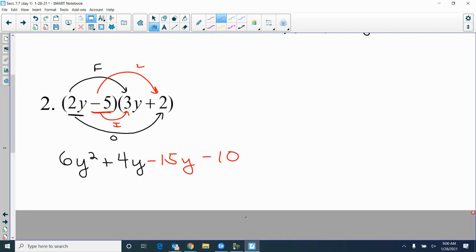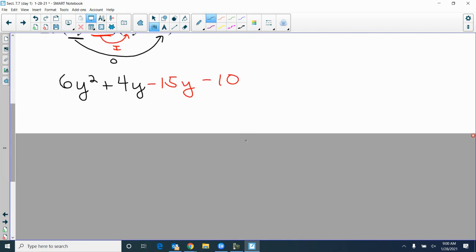We do have some like terms. 6y squared, there's nothing else with the y squared. Colin, what's my final answer? What do you think? 6y squared minus 11y minus 10. Okay, because positive 4, -15 is -11. Agree.